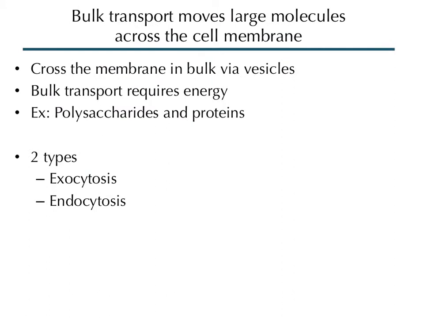Bulk transport is the last type of transport, and basically this is for moving large molecules across the membrane, or taking large quantities of small molecules in or out at one time. So this is when cells are going to secrete molecules or do things like ingesting molecules from the environment. Well, there's two different types, exocytosis and endocytosis. So exo, like exoskeleton in an arthropod, exo means outside. So exocytosis is dumping products outside the cell.